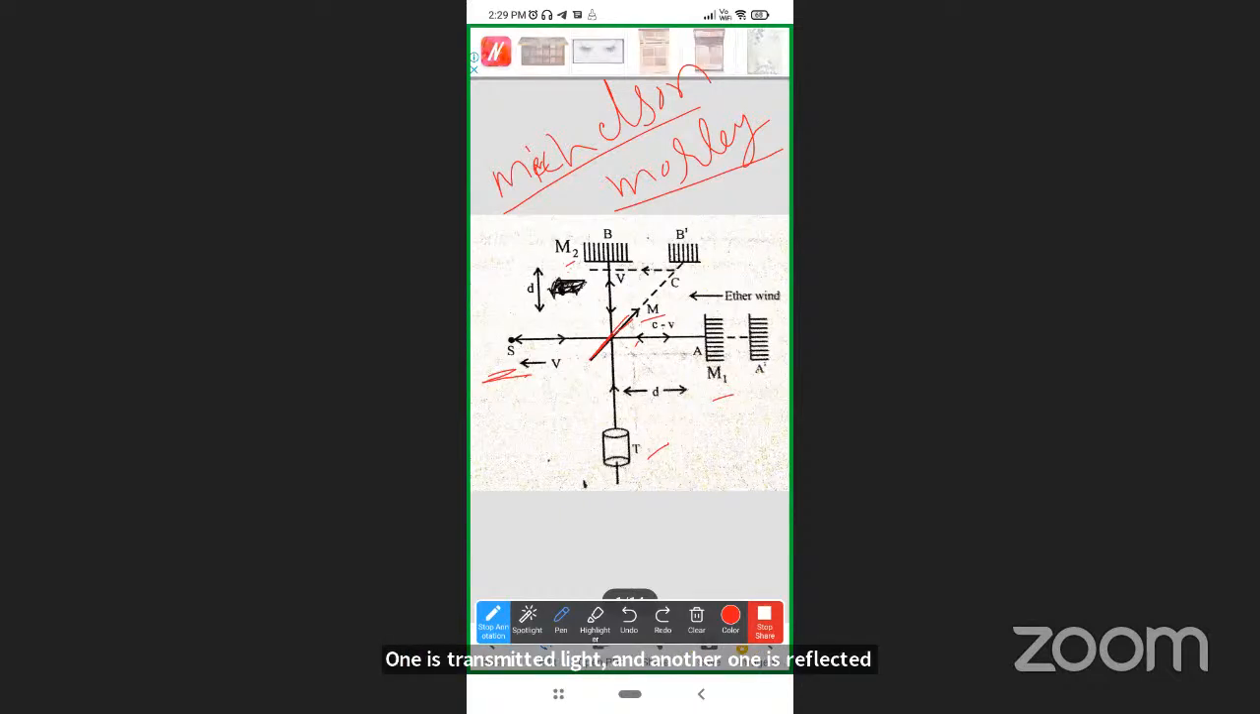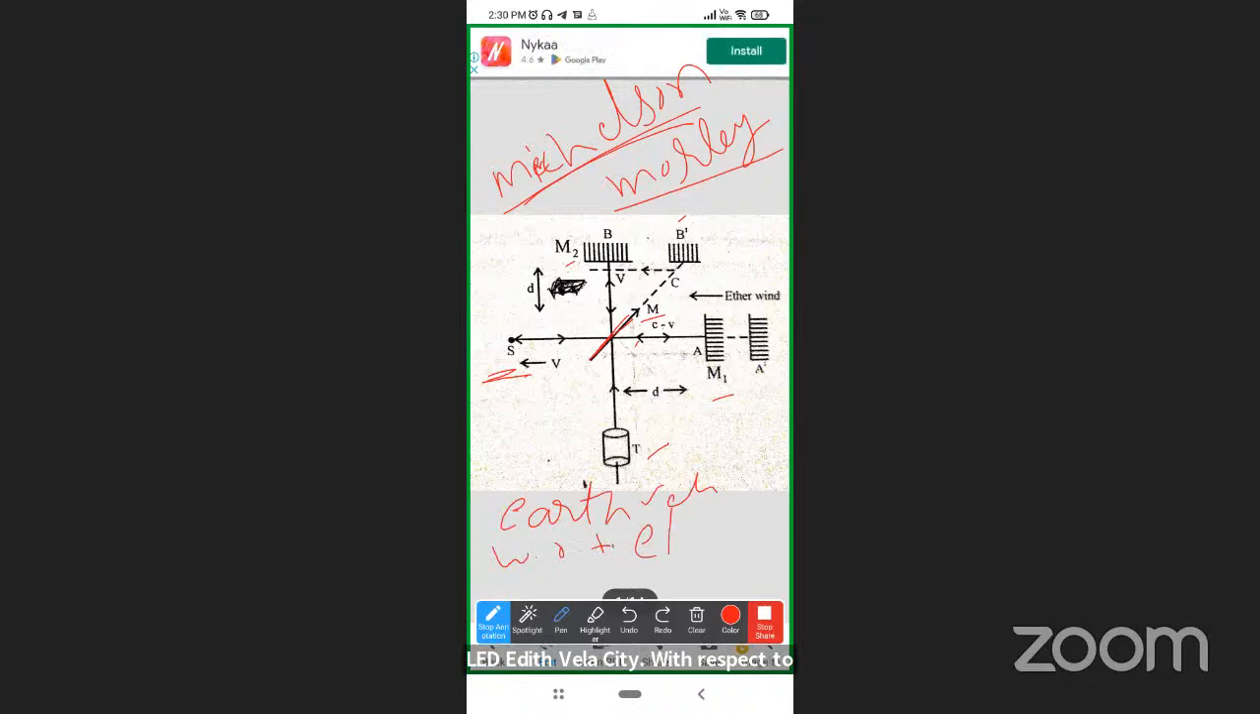The Michelson-Morley experiment was carried out to determine the earth's velocity with respect to the ether frame. That is, to determine the earth's velocity with respect to the ether frame.